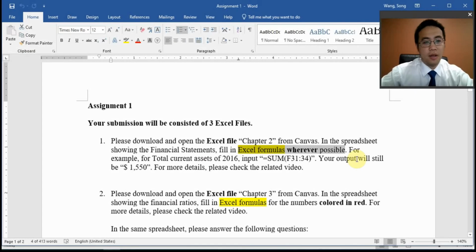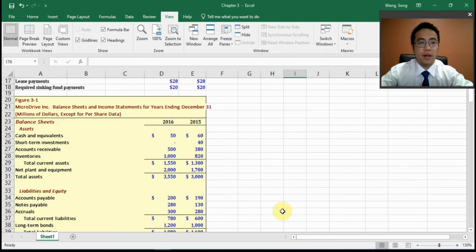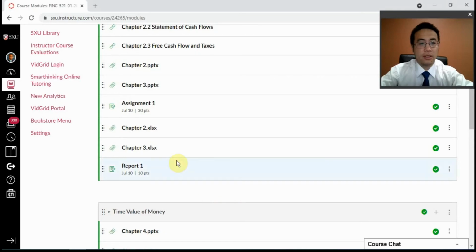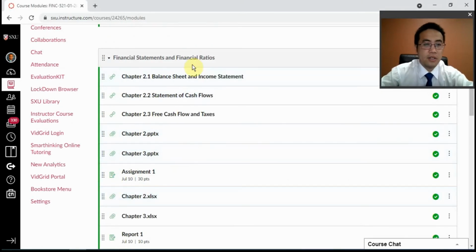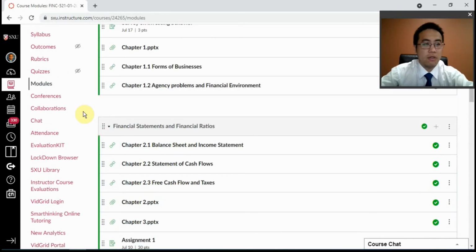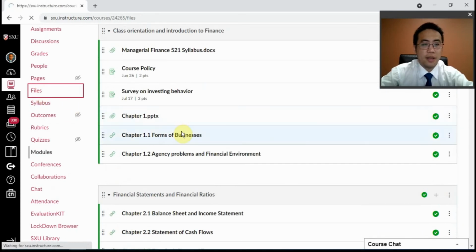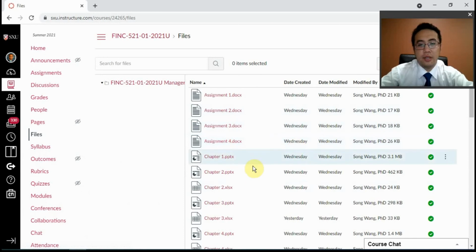Alright, people, for your first assignment, the second question is about working on an Excel file named Chapter 3. You can download this file from the Canvas, and you can see in this module, financial statements and the ratios. This Excel file is there. You can also find it under the files of the Canvas and just to check all the inventories of files.